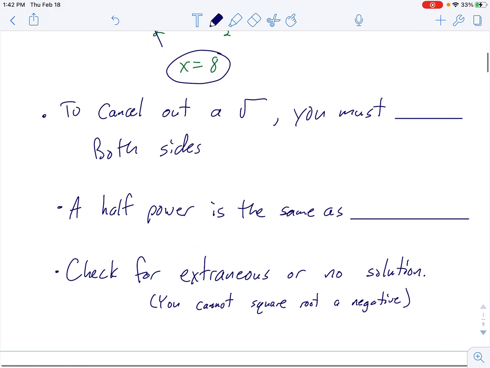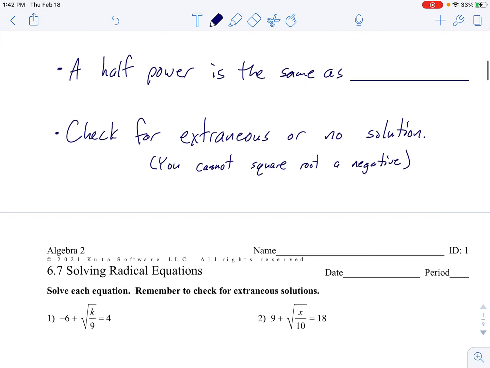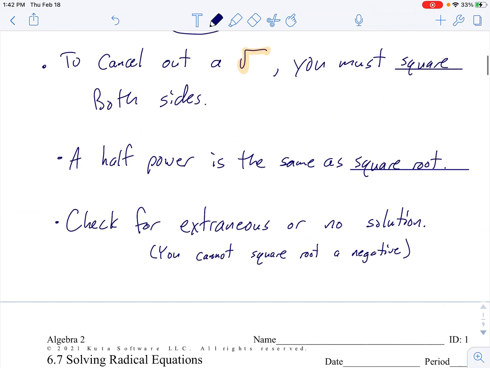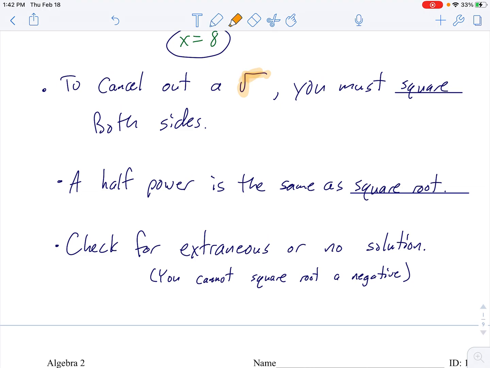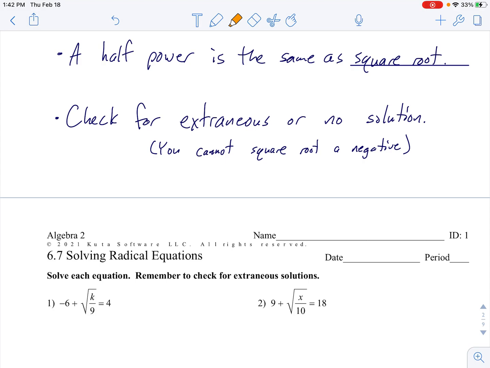So we're going to be doing that, but the equations will have square roots in them. To cancel out a square root, you must square both sides. Square means to raise to the second power. Keep in mind that a half power is the same as a square root. So even though I'm presenting this as solving equations with square roots in them, this could also be viewed as solving equations with half powers in them. When those examples come up, I'll point it out.